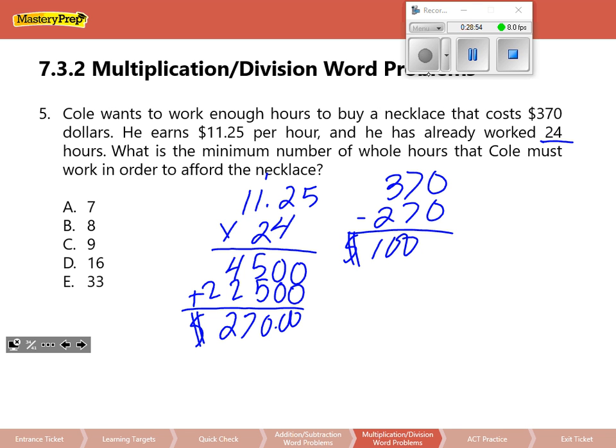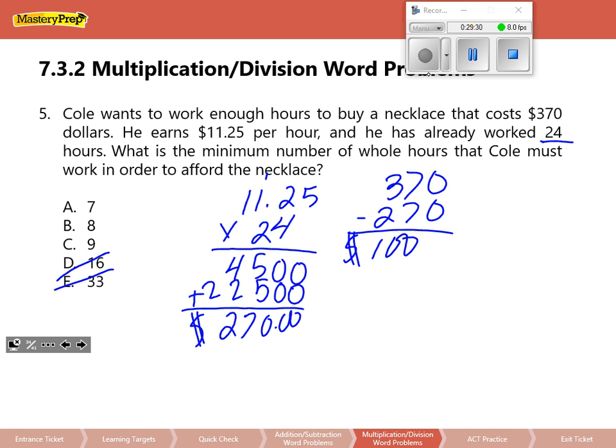So how much does he have left to earn? He's earned $100, yes? How much does he earn per hour? So if he worked exactly 10 hours, what would that be? What's 11.25 times 10? We're just moving the decimal 1 unit to the right. 112. Does he need $112? No. So that means D and E are out.